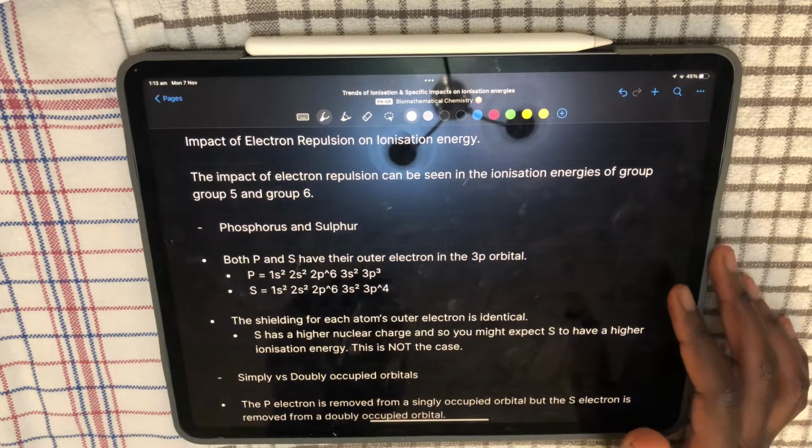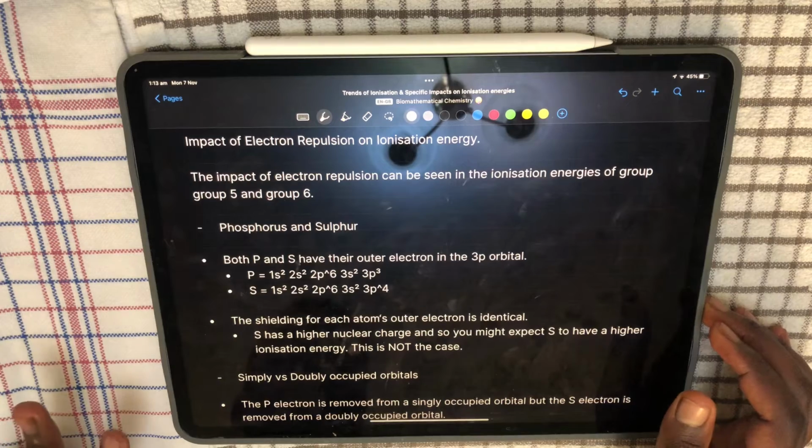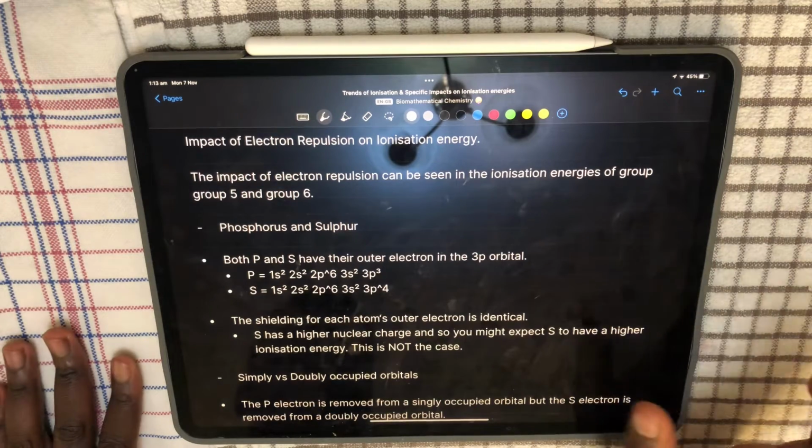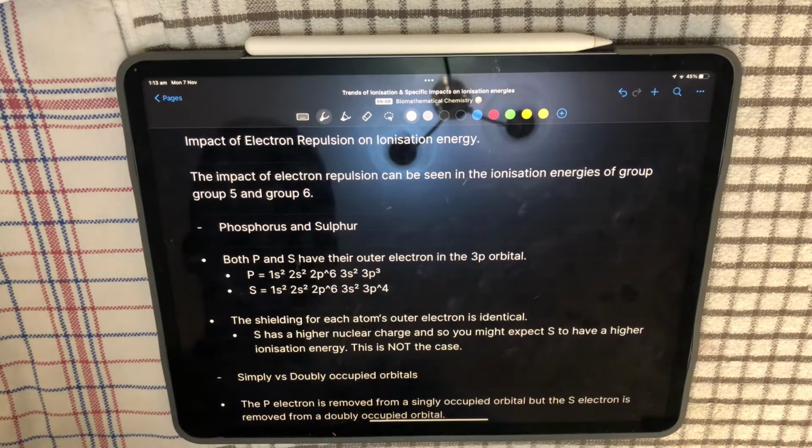All right, let's move on now. The impact of electron repulsion on ionization energies. So there's a second example. That was the first example of when it doesn't really follow the trend. This is the second example: the impact of repulsion on ionization energy.